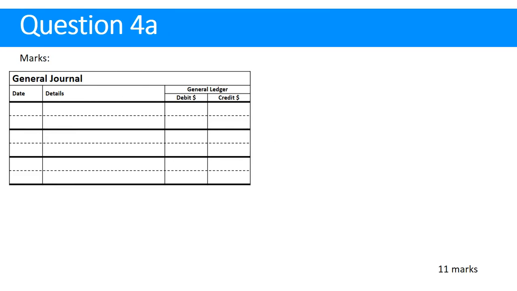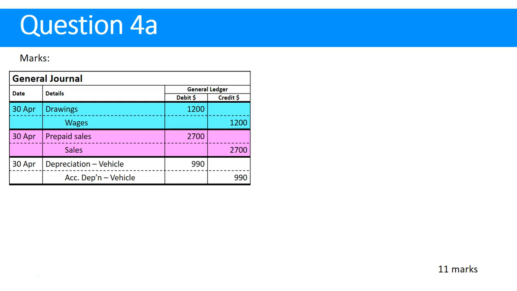Looking at the marks for this question, there were 11, so just going through our adjustments one at a time. The first adjustment for the drawings, the total was 1 mark for both of those entries. The prepaid sales and sales adjustment was 1 mark. The depreciation for the vehicle, the bit that hadn't actually been accounted for, was actually 2 marks. You got one for the debit, one for the credit, and therefore if your entry was correct but you had the wrong number, so your debits and credits went to the right accounts, you could still get a consequential mark of 1.